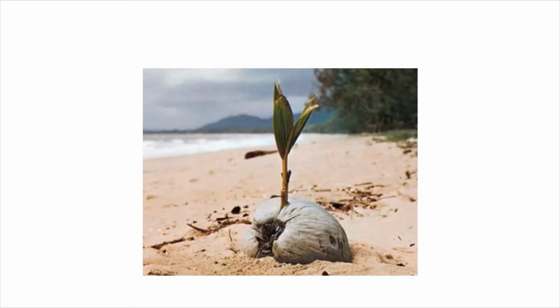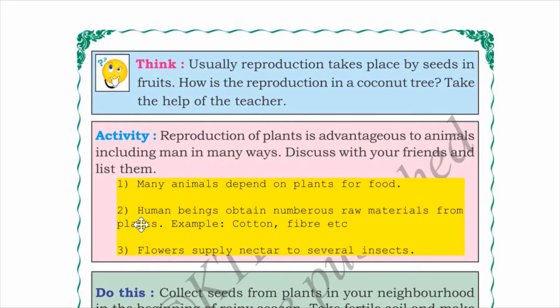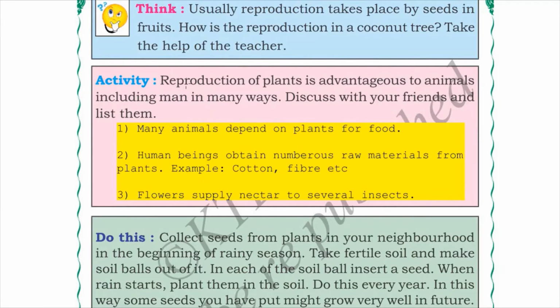So this is how coconut trees reproduce, with the help of the coconuts after they have been matured. Okay, so this is how we see reproduction in coconut plants. The next activity is: reproduction of plants is advantageous to animals, including human beings, in many ways. Discuss with your friends and list them.